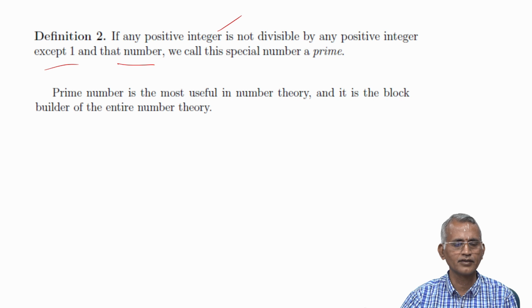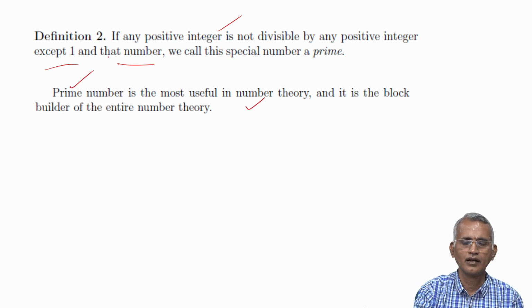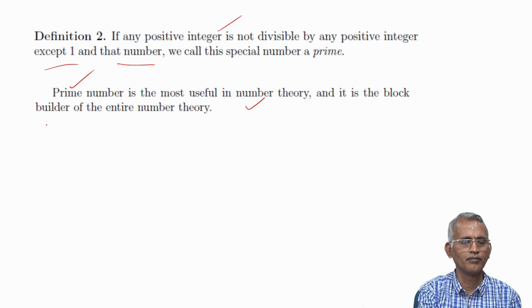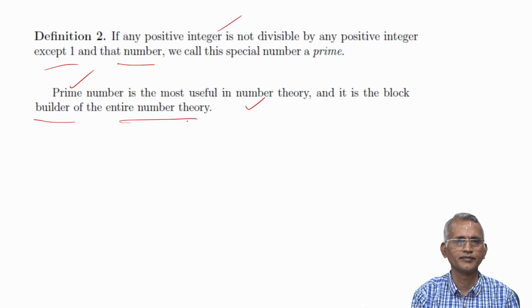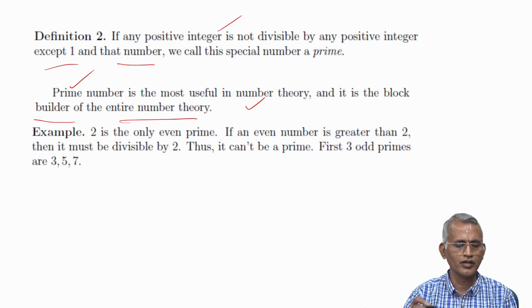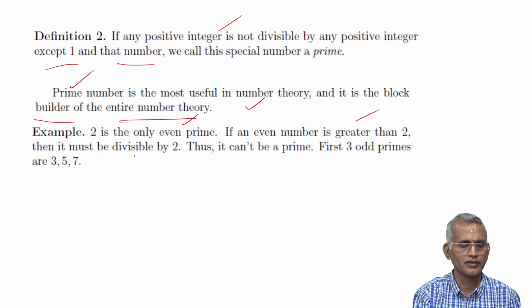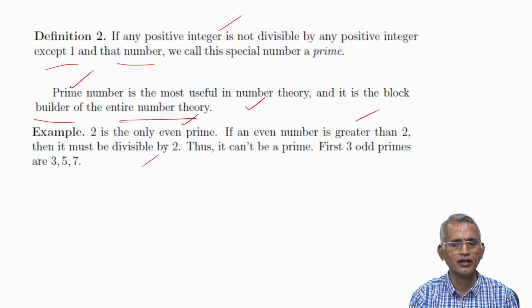Prime numbers are the most useful in number theory, and they are the building blocks of the entire number theory. For example, 2 is the only even prime, and if an even number is greater than 2, then it must be divisible by 2, thus it cannot be prime. So, the first 3 odd primes are 3, 5, 7.